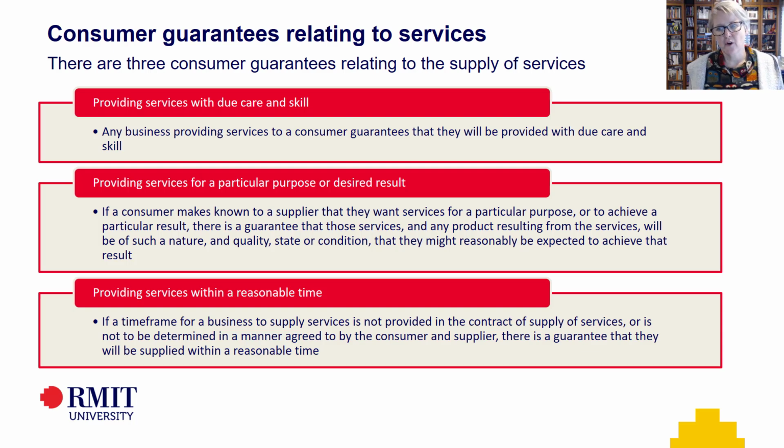Basically, let's summarise them as follows. There's a guarantee that you will provide services with due care and skill. Any business providing services to a customer needs to guarantee that they'll be provided with due care, knowledge and skill. This means that the supplier needs to have the knowledge and skill required to provide those services in an acceptable way and take all reasonable care to do so properly without causing loss or damage.